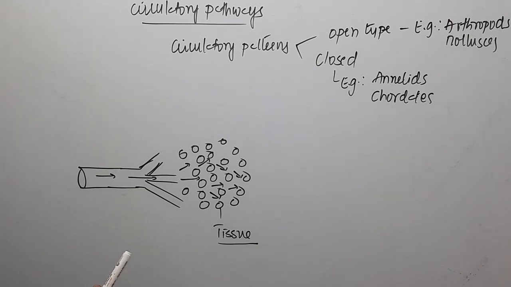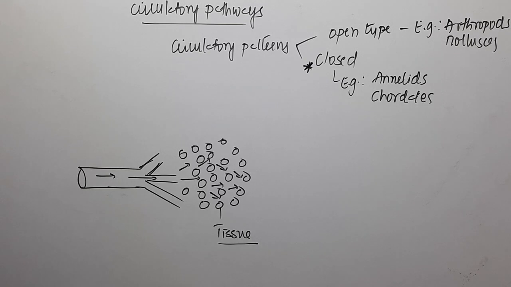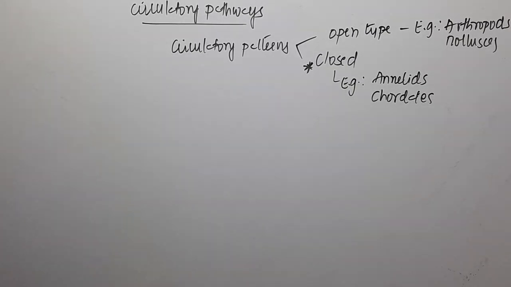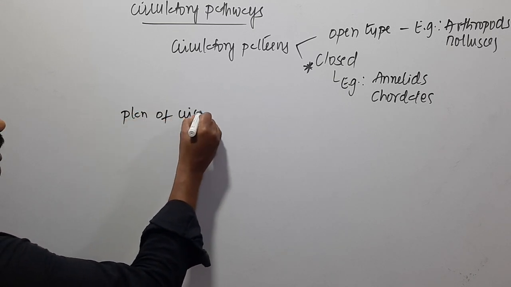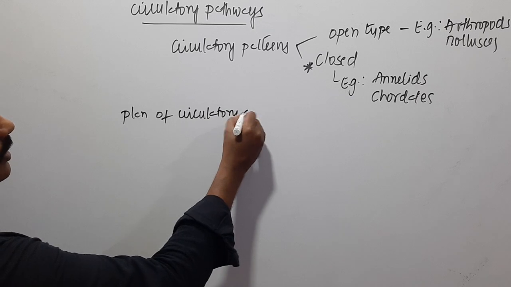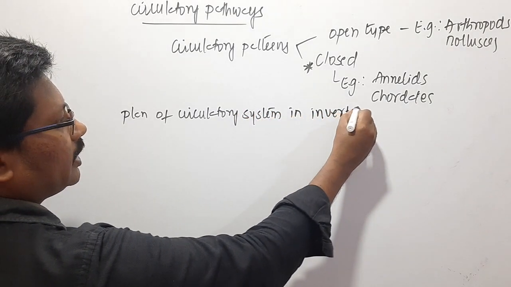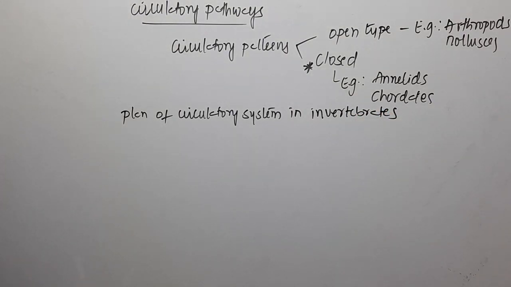Coming to the point of advantage, the closed circulatory system is more advantageous when compared with the open type of circulatory system. So now let's see the plan of circulatory system in invertebrates.